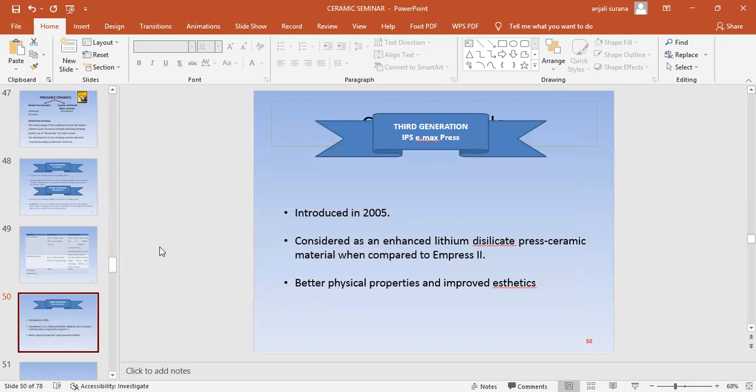Then we have the third generation, IPS e.max Press. It was introduced in 2005. It is considered an enhanced lithium disilicate pressed ceramic material when compared to Empress 2, with better physical properties and improved aesthetics.